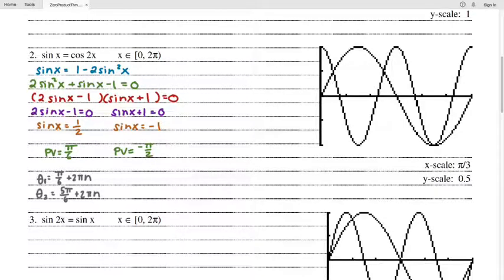And then we go on to this second principal value. That's the third general solution equation. That is going to be our principal value plus 2 pi n. And then the fourth one is going to be pi minus that principal value plus 2 pi n. So pi minus negative pi over 2, that actually becomes 3 pi over 2 plus 2 pi n. So those are our general solution equations for this problem.